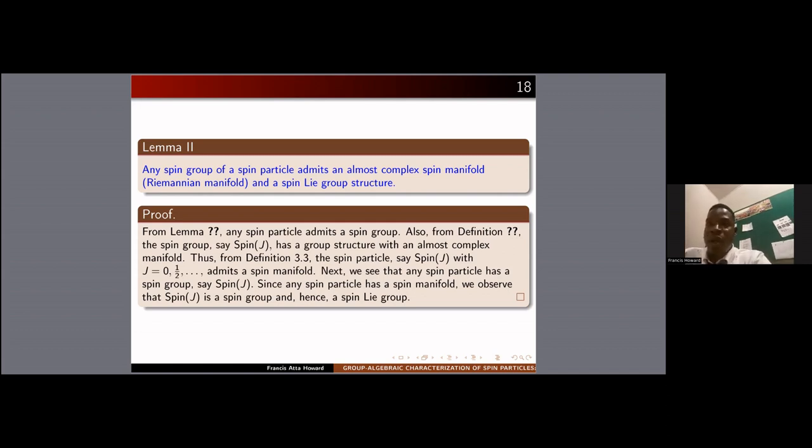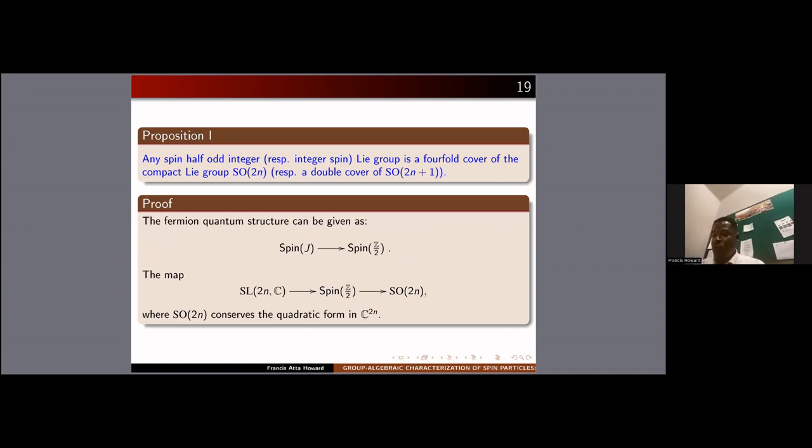Now, proposition one says that if we have any spin half odd integer, respectively integer spin, Lie group, this Lie group is a fourfold cover of the compact group SO2N, and a double cover of the SO2N plus one. So if it is a spin half odd integer, which is a fermion, it is a fourfold cover. But if it is a boson, it is a double cover. And these covers are all compact Lie groups.